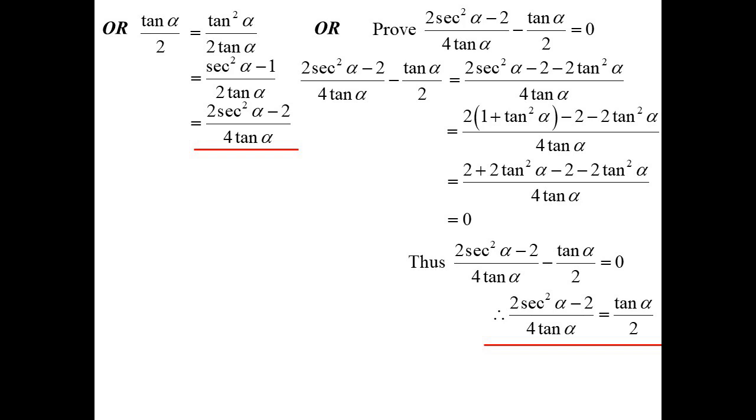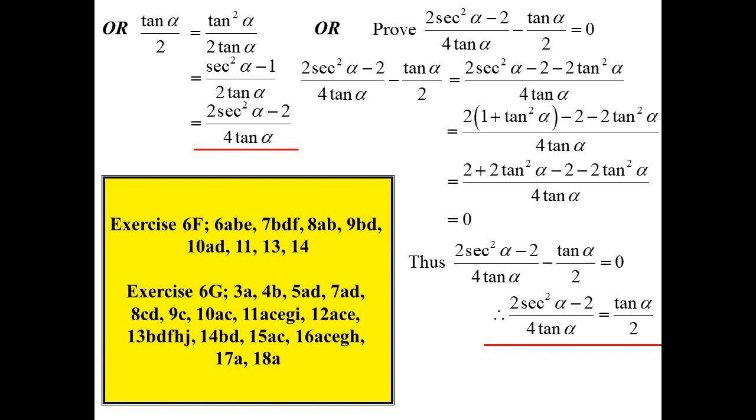So that is true, therefore I can move the tan alpha on 2 to the other side, and that's the result that I want. So that's a strategy some people like to use. Okay, so we'll add 6F and 6G to our list of questions.